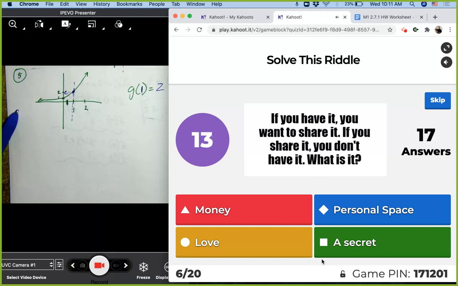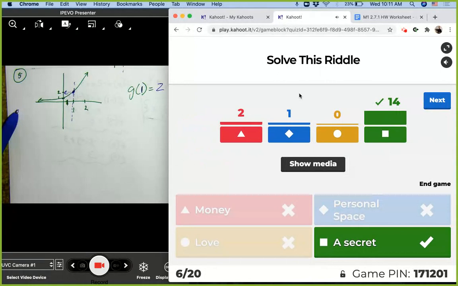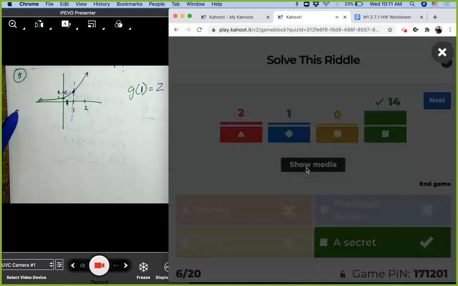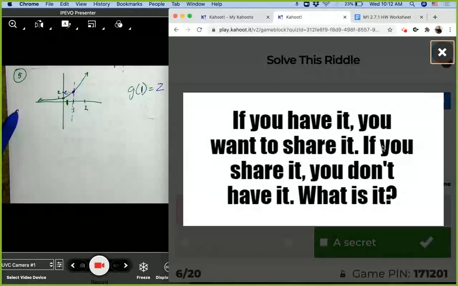Oh, yeah. There's one person that I don't think can answer, so I'm going to get to 17 and then skip. Whoa, yeah. Secret. A secret. Money. When you have it, you want to share it. That's cool, generous. If you share it, you don't have it, though. Just be generous, but save some money for some food.